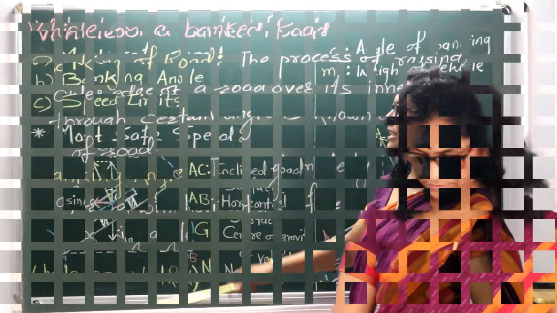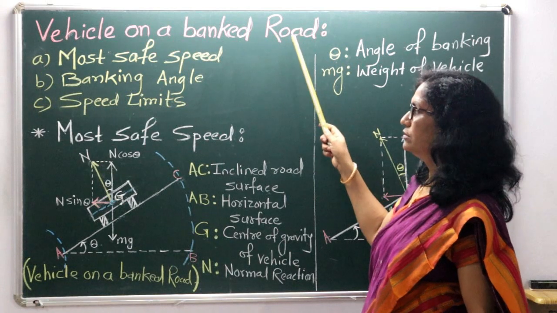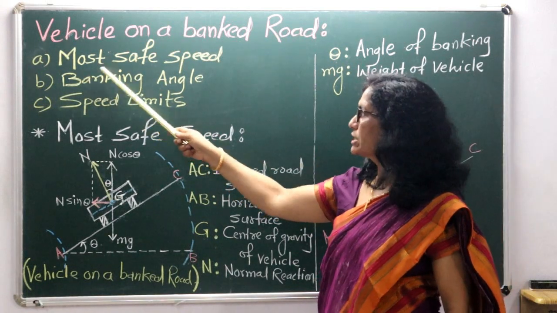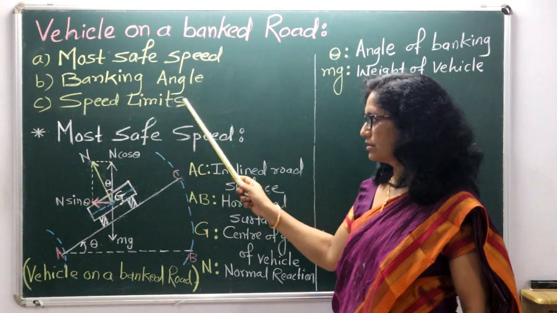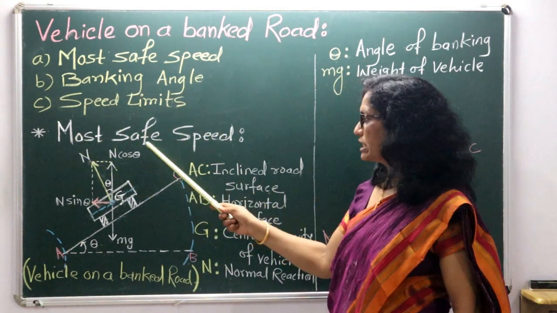We will see vehicle on a bank road. The points are most safe speed, banking angle and speed limits. Let us start with most safe speed.